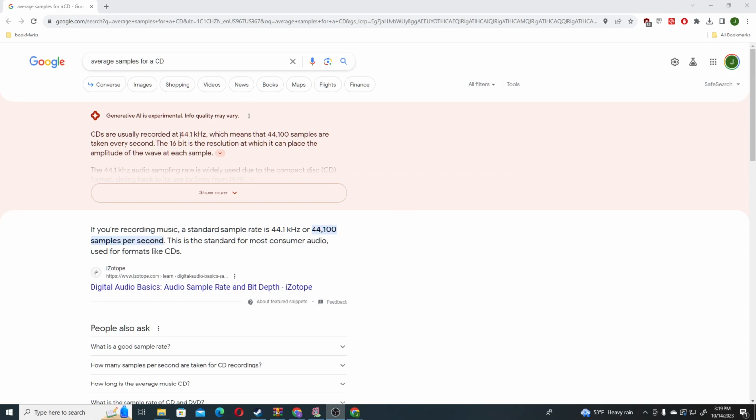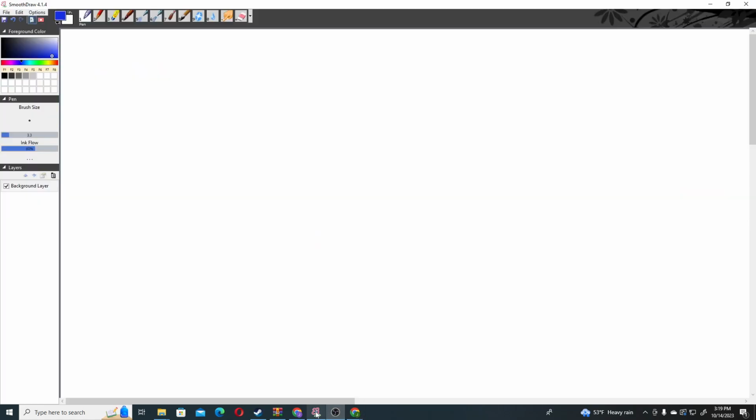a CD is normally recorded at 44.1 kilohertz, which is 44,100 samples taken every second. So we're going to use that. So we're just going to write that down. 44,100 samples, all right? And we're going to say the song is 3.